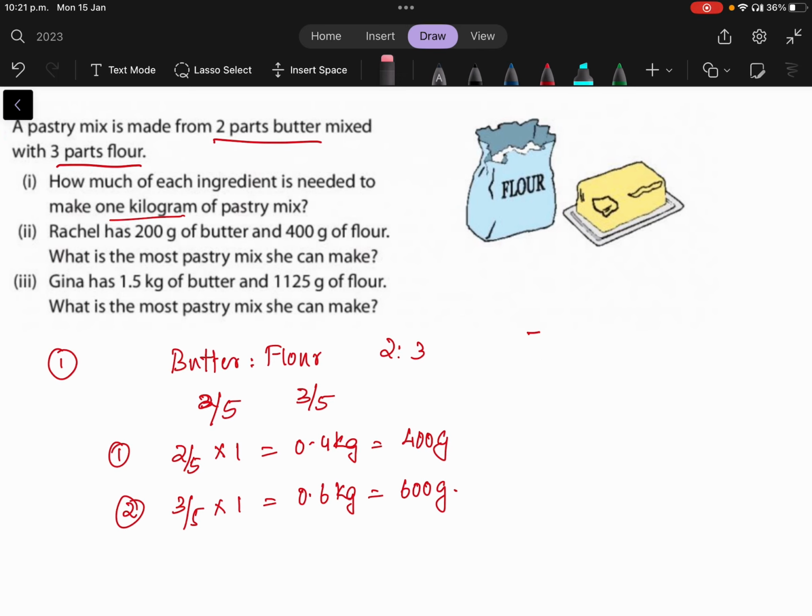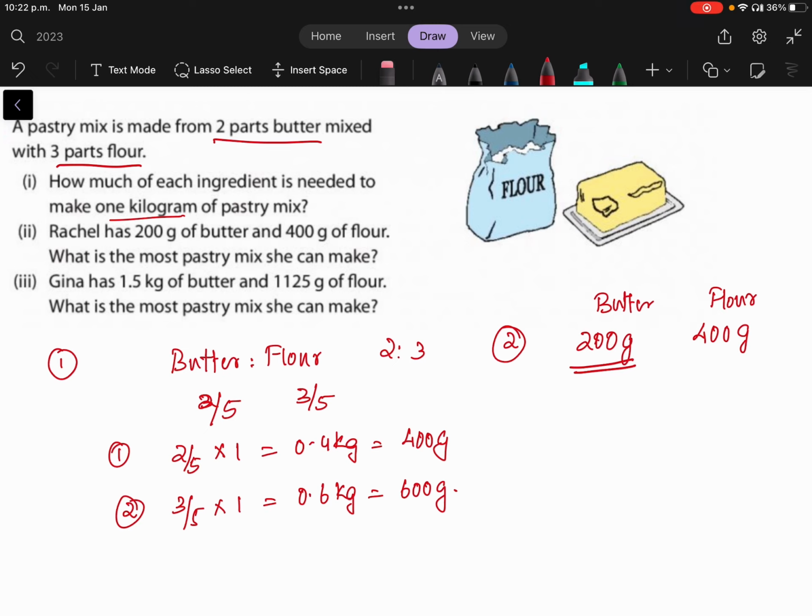Now moving on to the second question. Rachel has 200 grams of butter and 400 grams of flour. So here she has this butter and she has 400 grams of flour. So 2 is to 3. Here, how much pastry mix she can make depends on the thing which has the lesser quantity. In this case butter is less, right? So we say that the limiting quantity is butter, because it is only 200 gram.